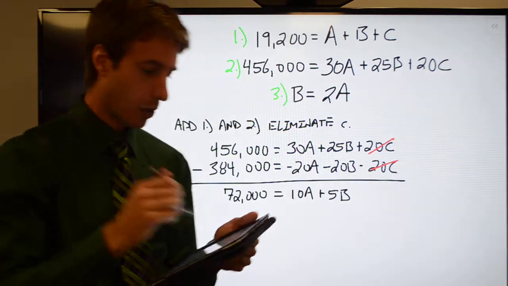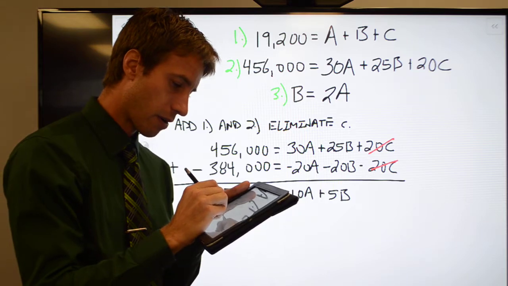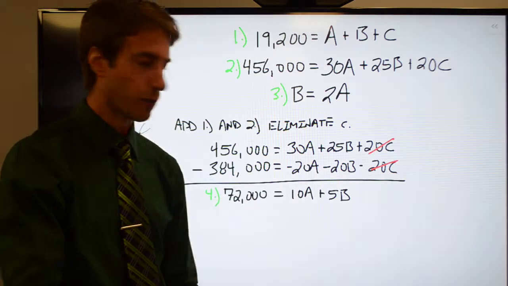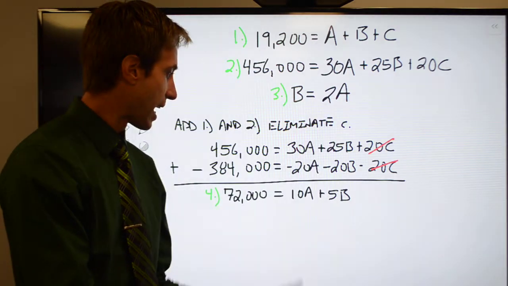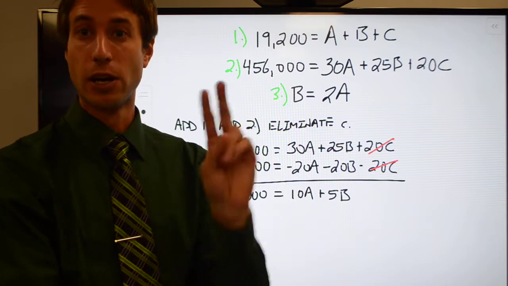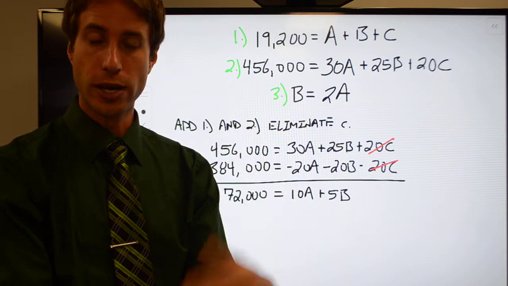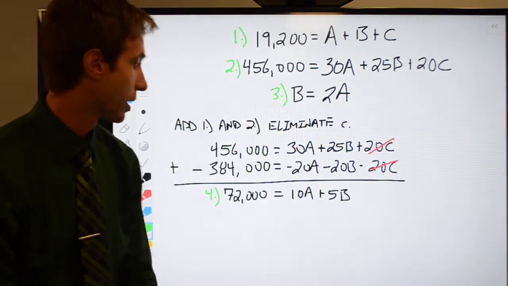Oh, well, here we go. I now have myself a new equation. This is going to be equation number 4. And beautiful. We're doing great here. I have this equation, which has just an A and a B in it. And I have this equation, which has just an A and a B in it. So now we have 2 equations, 2 unknowns, eliminate A or B, and you guys are essentially home free.